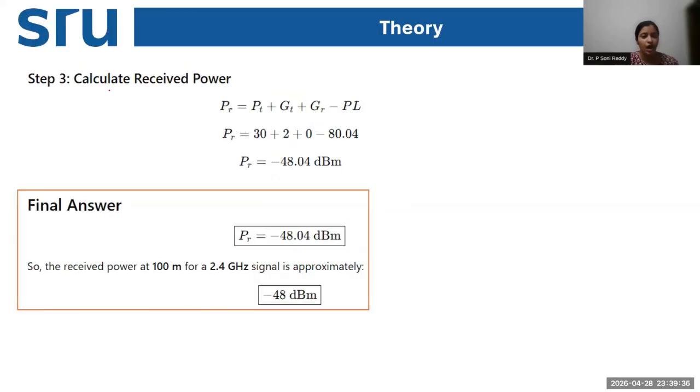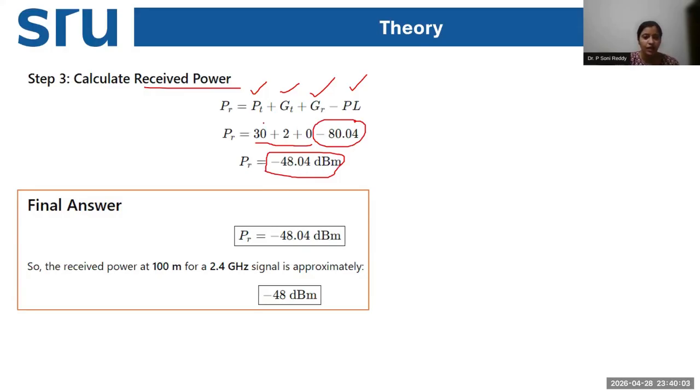The third step is how to calculate the receive power. We have already studied that receive power in dB is dependent upon the transmitter power, the gain of the transmitting antenna, and the gain of the receiving antenna, minus the path loss. So these are the given parameters and this is the calculated parameter. Simply you will find that the receive power is minus 48 dBm.